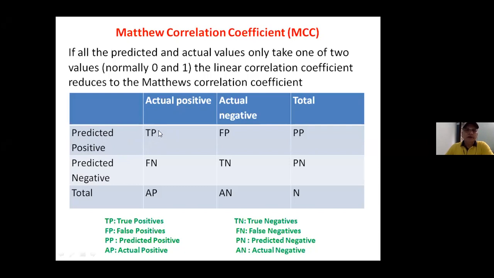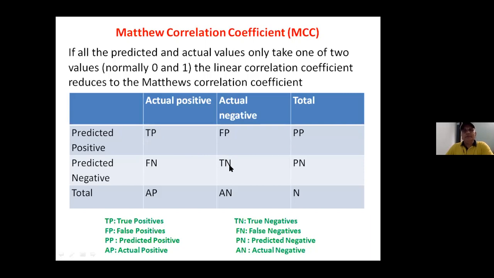So this is called true positive. It will be a number. Why true positive? Because the test says it is positive and actually the person is also positive. Let's look at true negative. The person is actually negative, let's say COVID negative, and the test also predicts negative. Then it is a true negative, right? So this is true positive and true negative.